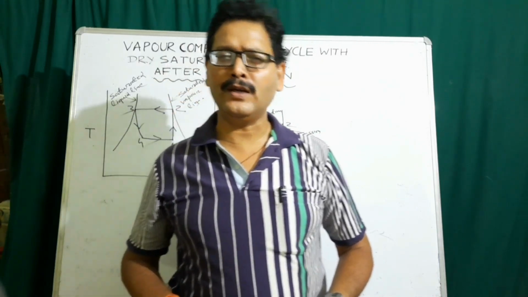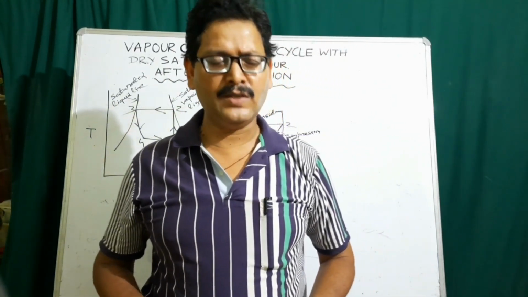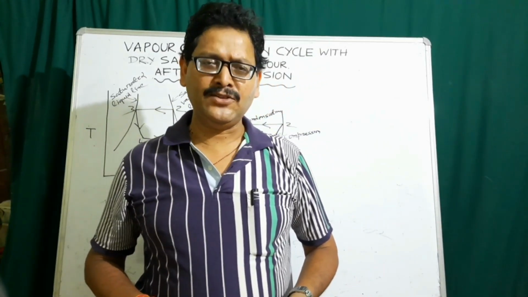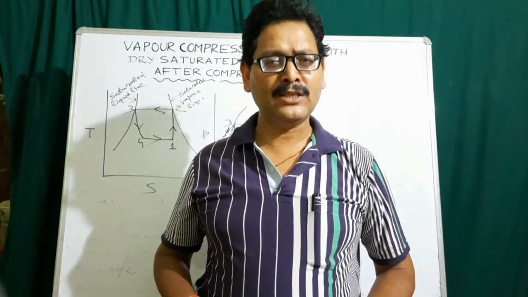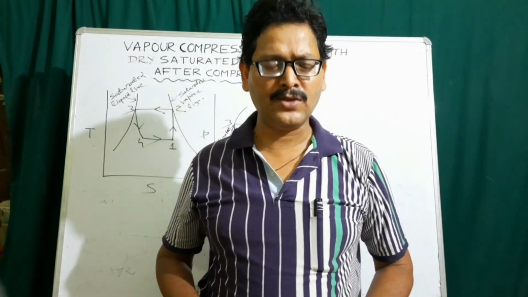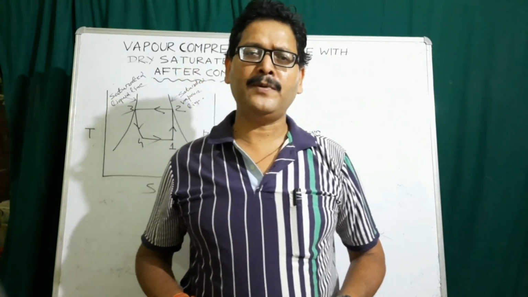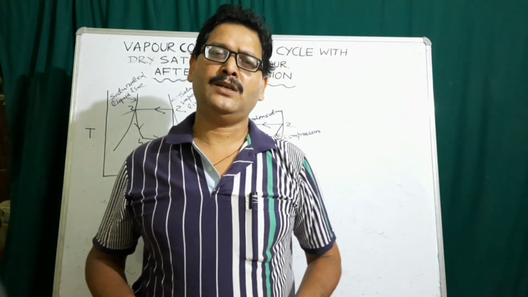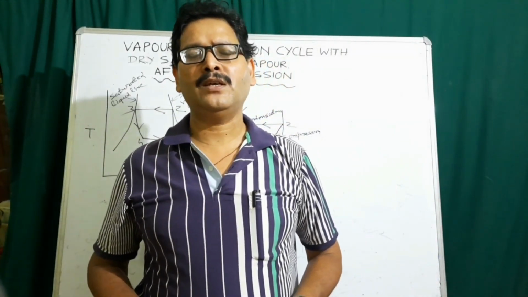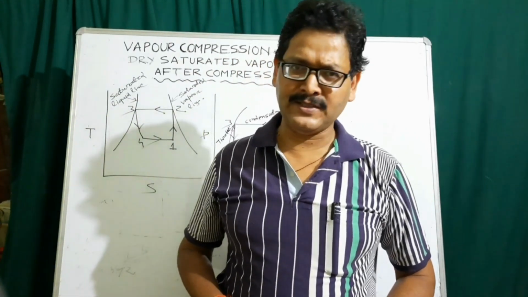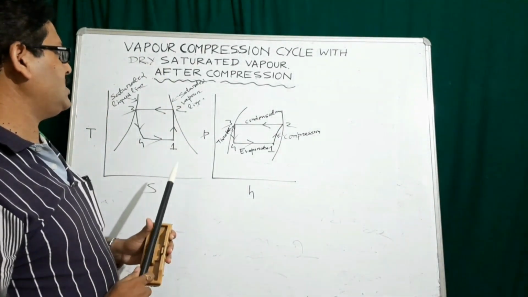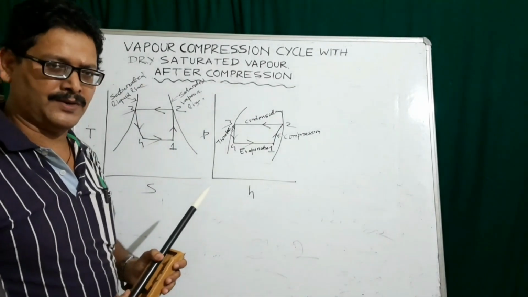On the basis of the condition of the refrigerant at the various stages, the vapour compression refrigeration cycle may be categorized as cycle with dry saturated vapour after compression, cycle with wet saturated vapour after compression, cycle with superheated vapour after compression, cycle with superheated vapour before compression, and cycle with subcooling or undercooling of the refrigerants. And in today's lecture, we will consider the vapour compression cycle with dry saturated vapour after compression.